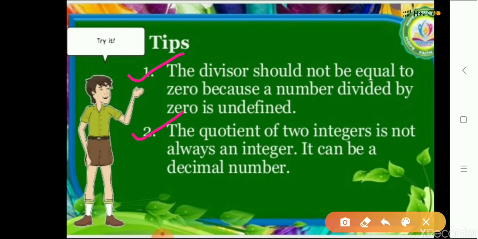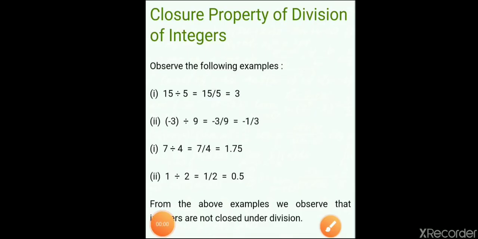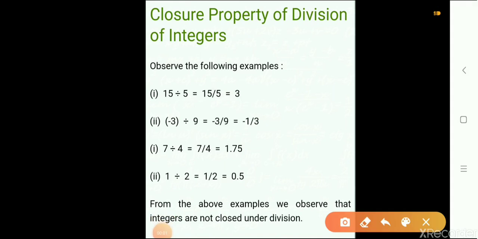In the second one, the quotient of two integers is not always an integer. Whenever we divide two integers, it is not necessary that in each and every case we will get the resultant as an integer. Okay, it can be a decimal number also. Now let us see the properties of division of integers.